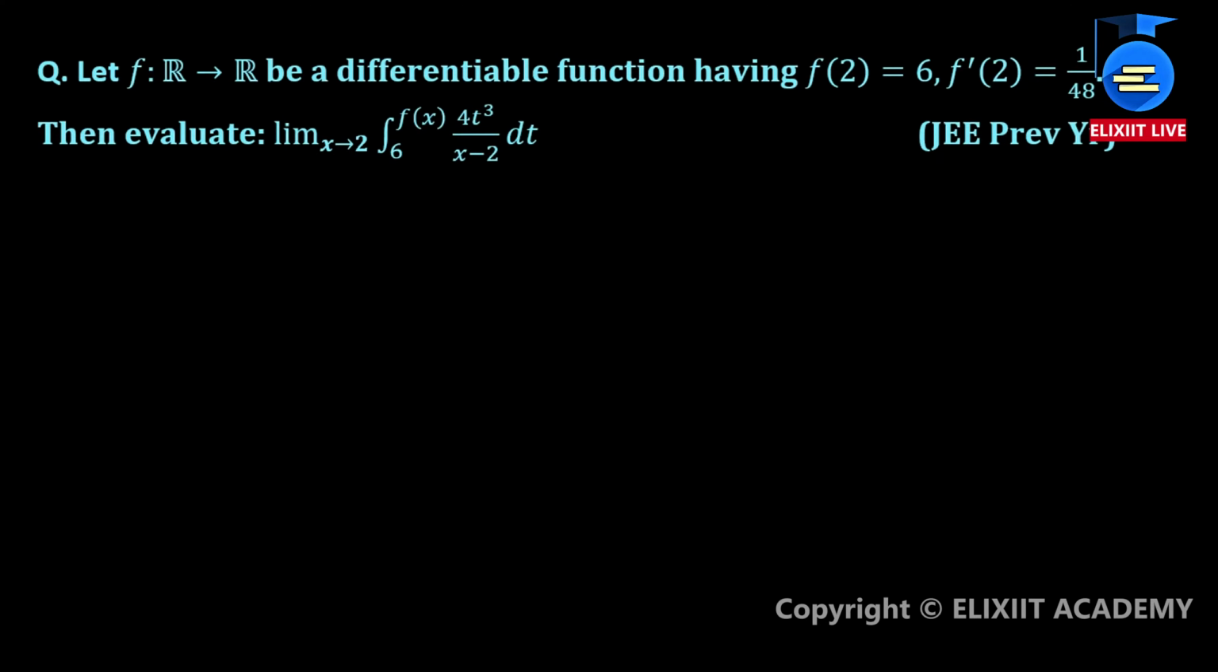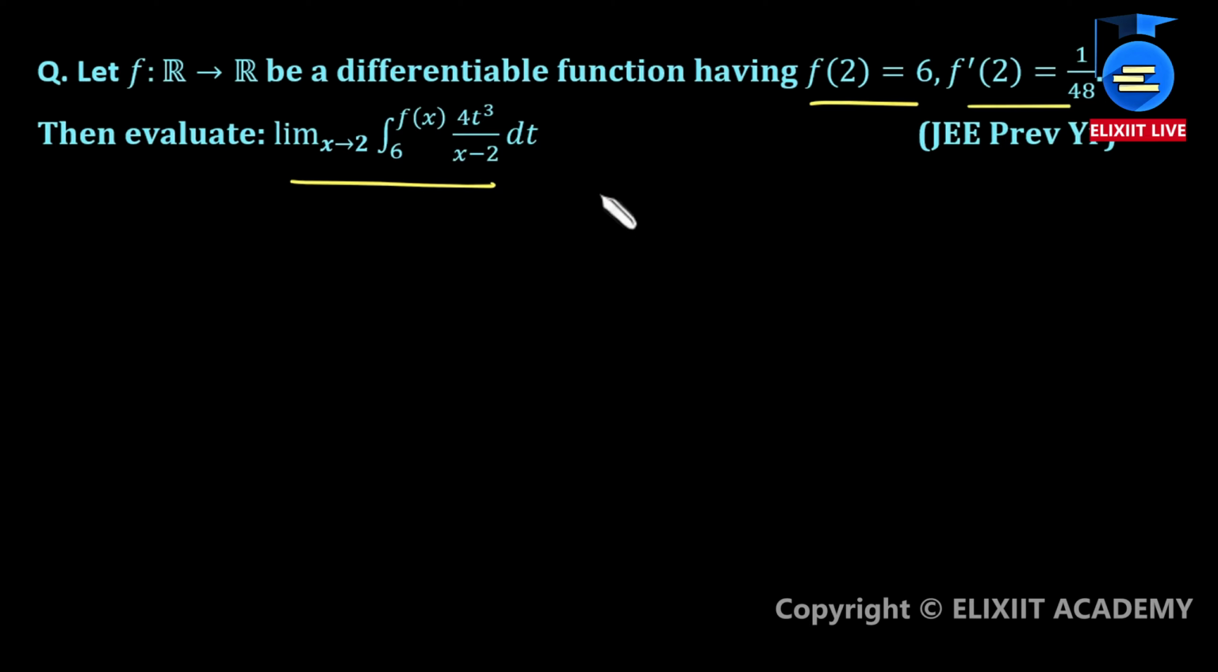Okay, next we have this problem. This is also a JEE problem. f such that R to R be a differentiable function having f of 2 is equal to 6, f dash of 2 is equal to 1 by 48. Evaluate this limit. f of 2 is given, f dash of 2 is given. You have to evaluate this particular limit.